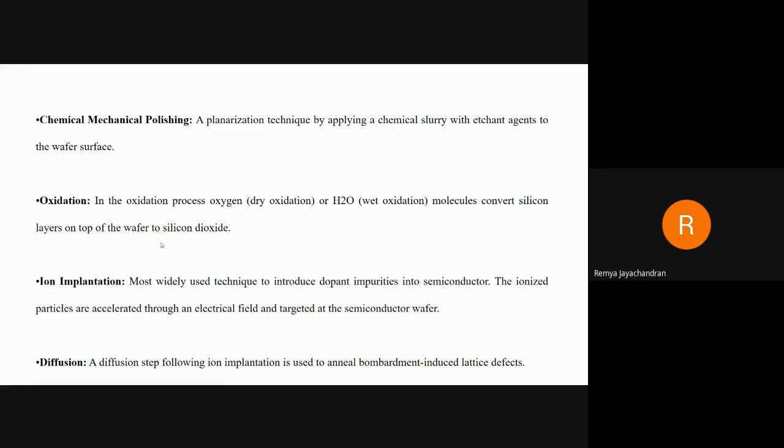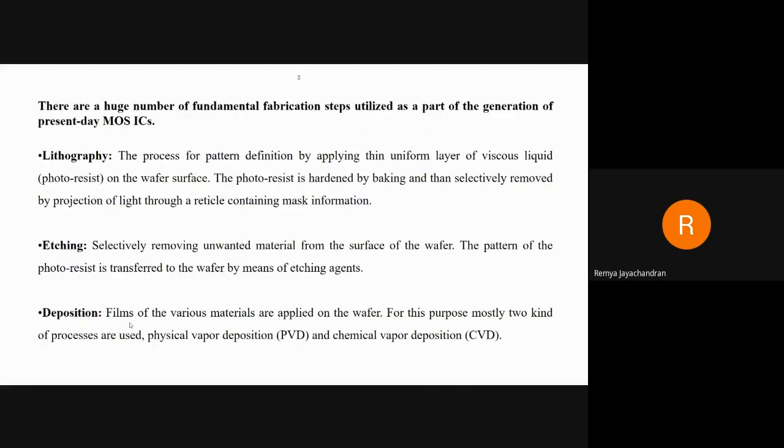Then the oxidation, ion implantation, that is doping of the semiconductor, that is by ion implantation or by diffusion. So these are the fundamental fabrication steps that are involved in the MOSFET IC.